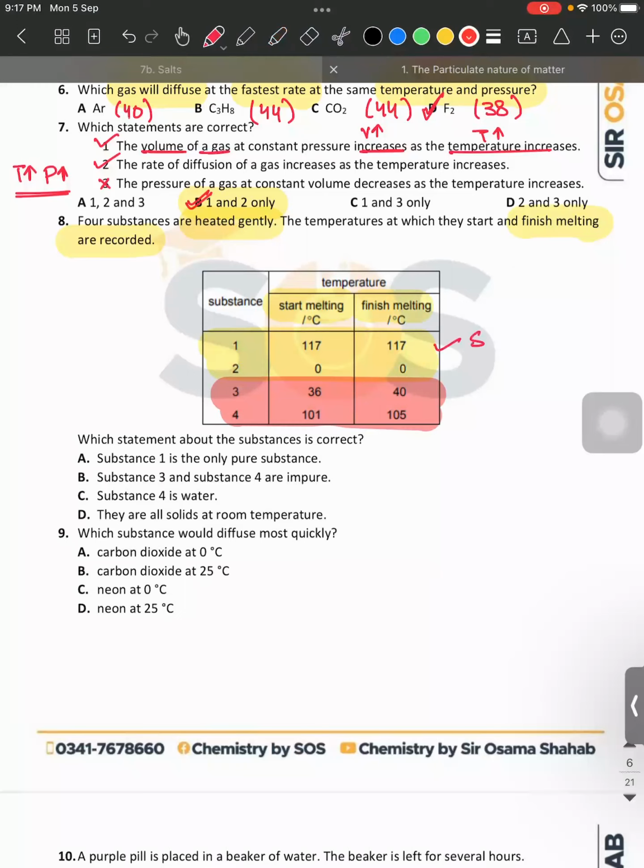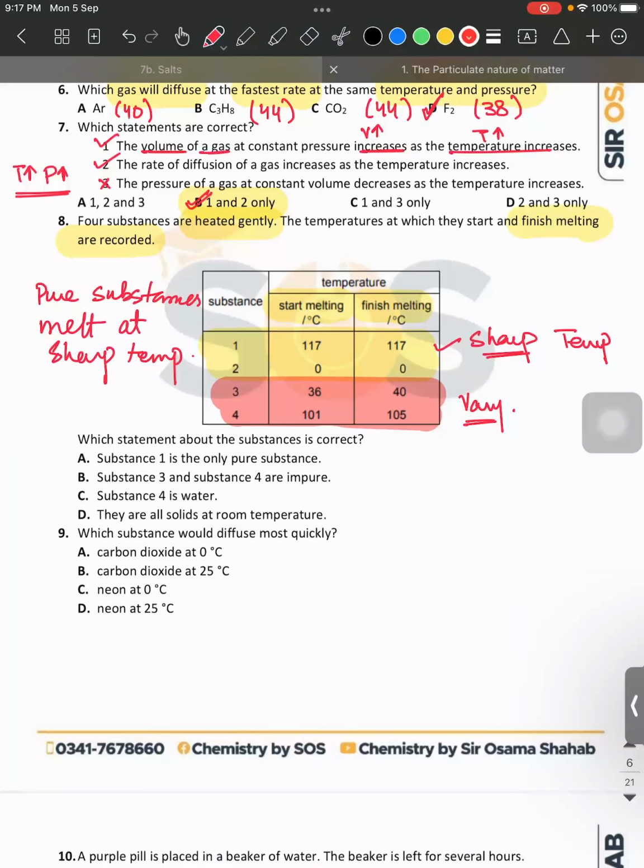Just look over here. Remember this, that pure substances melt at sharp temperatures. Whatever point comes, everything will melt at that point, right? So they are saying substance 1 is only pure. Is only this one pure? No. We have the second one also pure, right? Then substance 3 and substance 4 are impure. These two are impure. This is the right statement, right, bacho? This is the right statement. Is it clear?